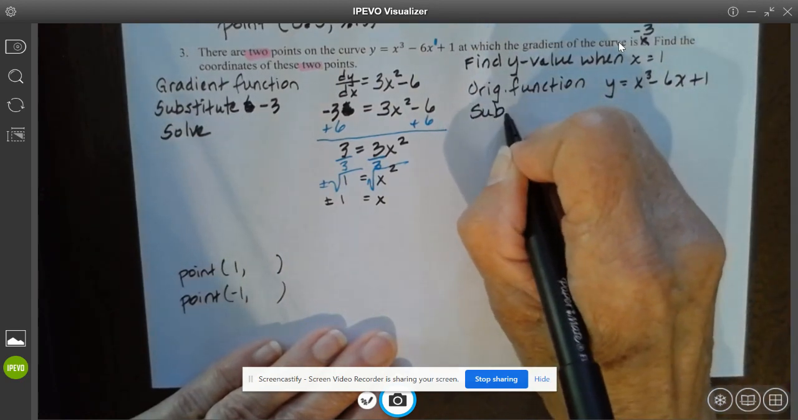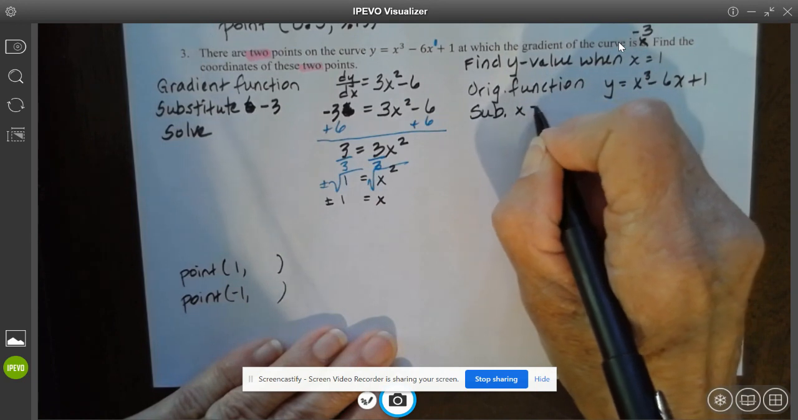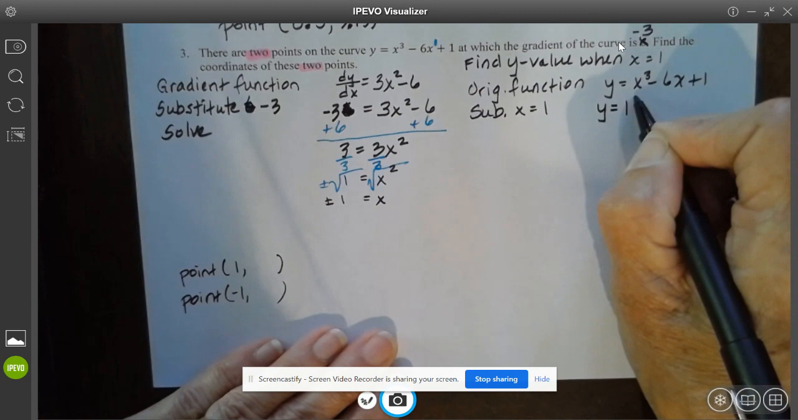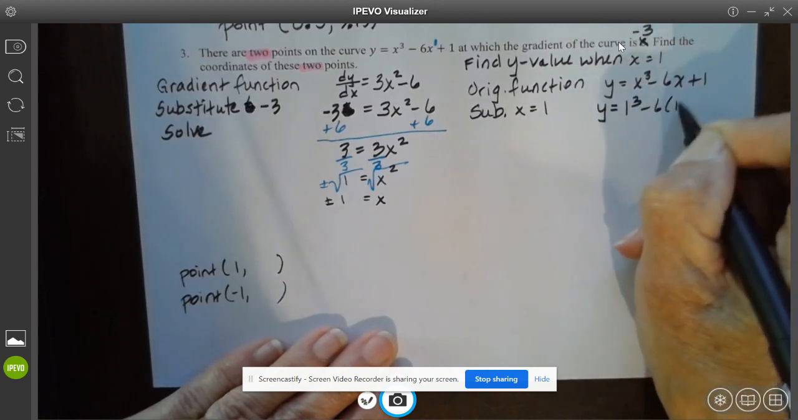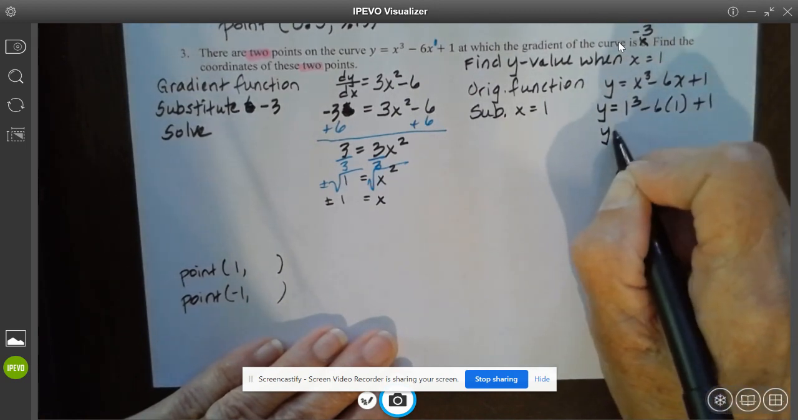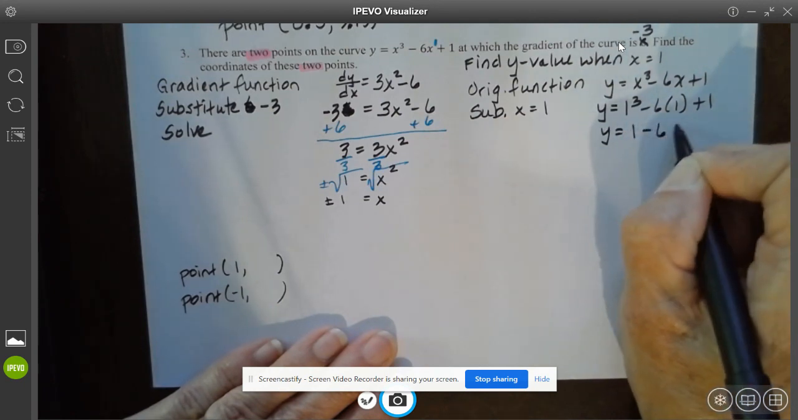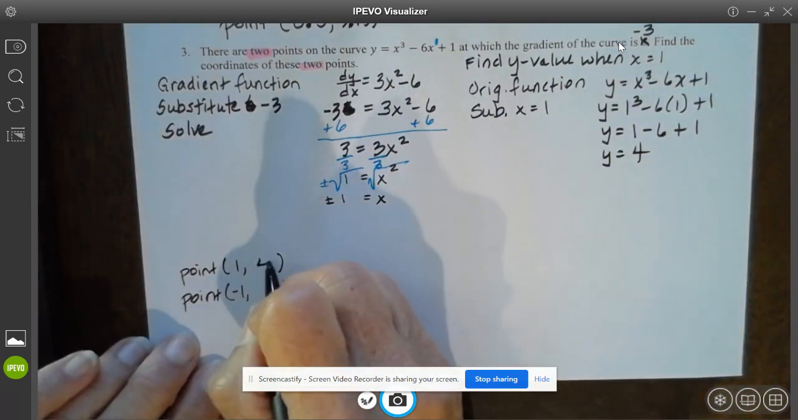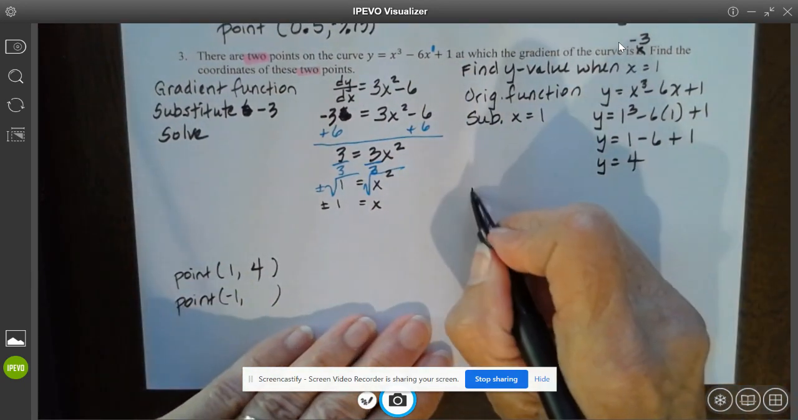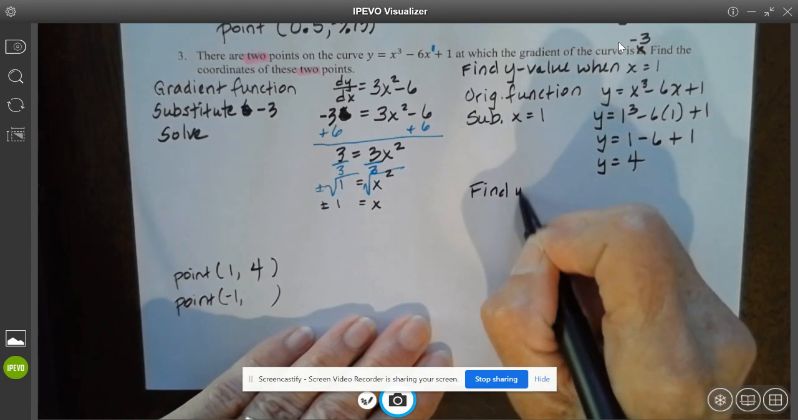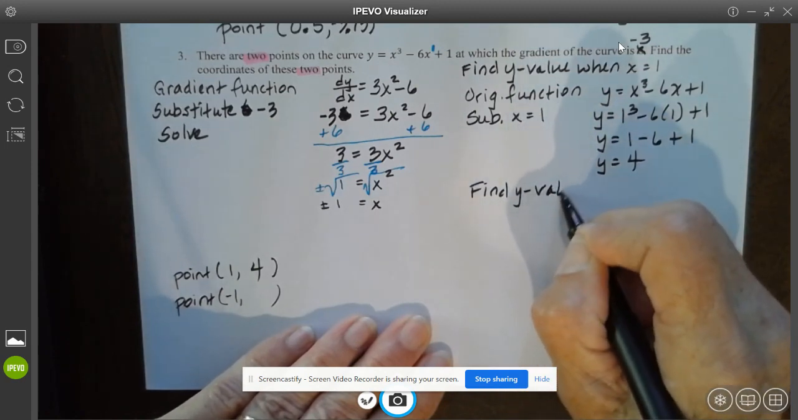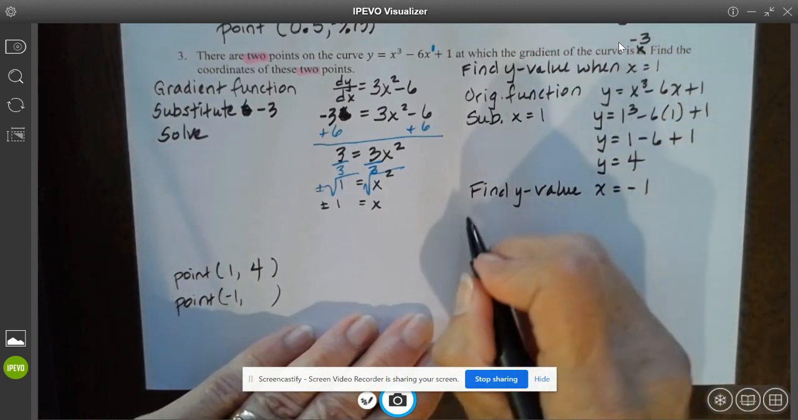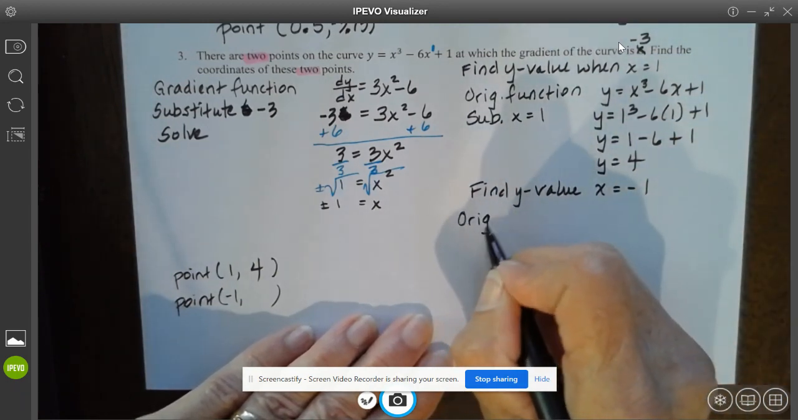Substitute x equals 1. So y equals 1 to the third minus 6 times 1 plus 1. y equals 1 minus 6 plus 1. So y equals 4. That's the first one. Now you have to find the y value when x equals negative 1. And you guys know it will not be the same number.